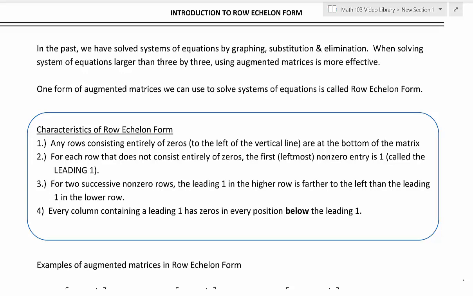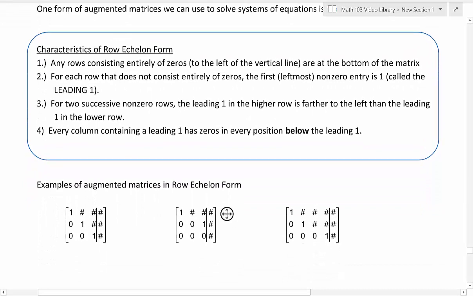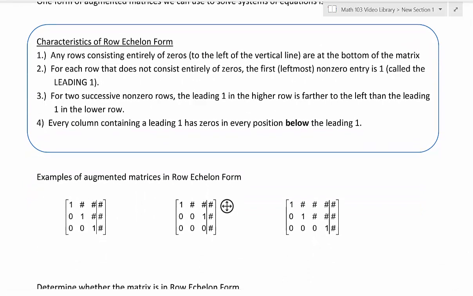Row echelon form has 4 characteristics. The first characteristic says that any row consisting entirely of zeros, and I'm talking to the left of the vertical line, are at the bottom of the matrix. So if you have a 0 row, it's got to be at the bottom. Characteristic number 2 says for each row that does not consist entirely of zeros, the leftmost non-zero entry is a positive 1, and this is called a leading 1.